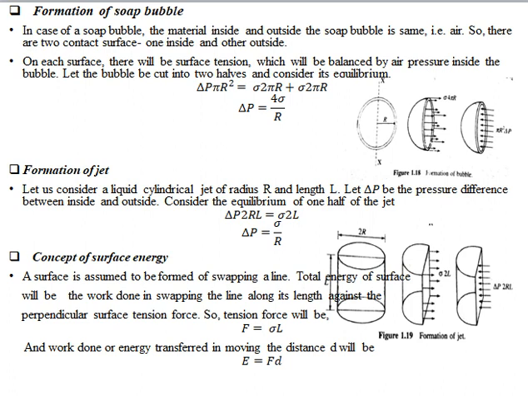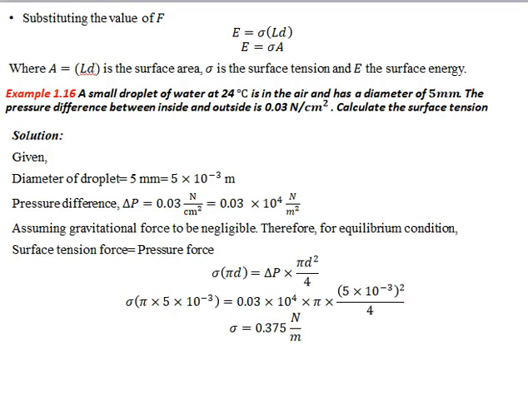Similarly, if we go for the concept of surface energy apart from surface tension, the surface is assumed to be formed by swapping a line. The total energy of the surface will be the work done in swapping the line along its length against a perpendicular surface tension force. So the tension force will be given by F equals sigma into L, and the work done, or the energy transferred, in moving a distance d will be given by E equals F multiplied by d. If we substitute the value of F, the E value will be sigma L into d. Here L into d defines the area, therefore the E value comes as sigma multiplied by area.